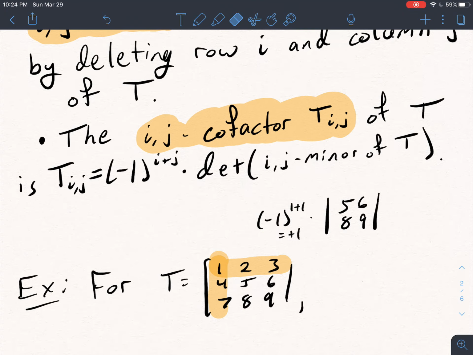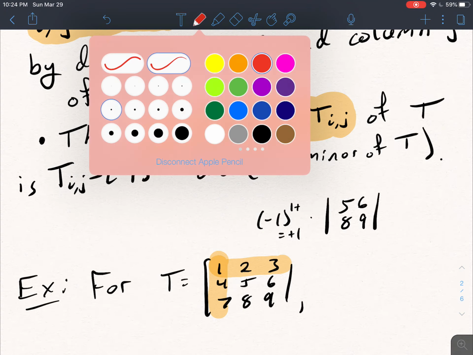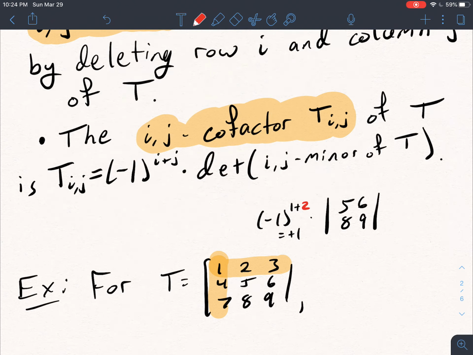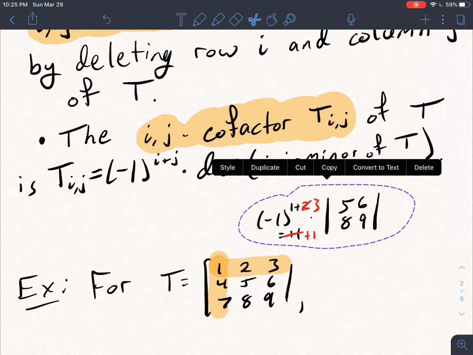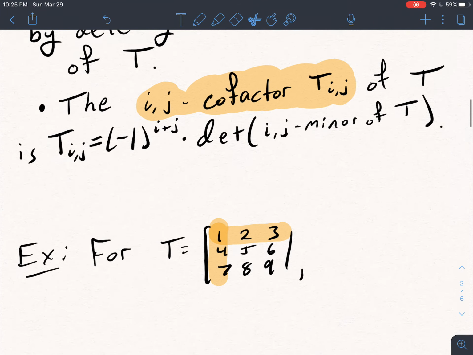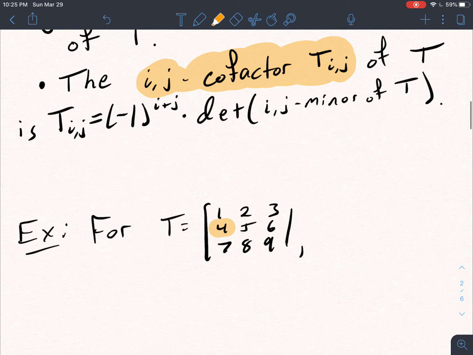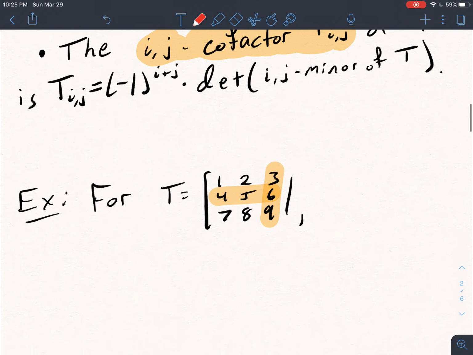And then for the 1, 2 minor, this would have been -1 to the 1 plus 2, and that would be equal to -1. And then if I did -1 to the 1 plus 3, then it would have been positive again, and so on and so forth. So let's do a different example with this matrix.